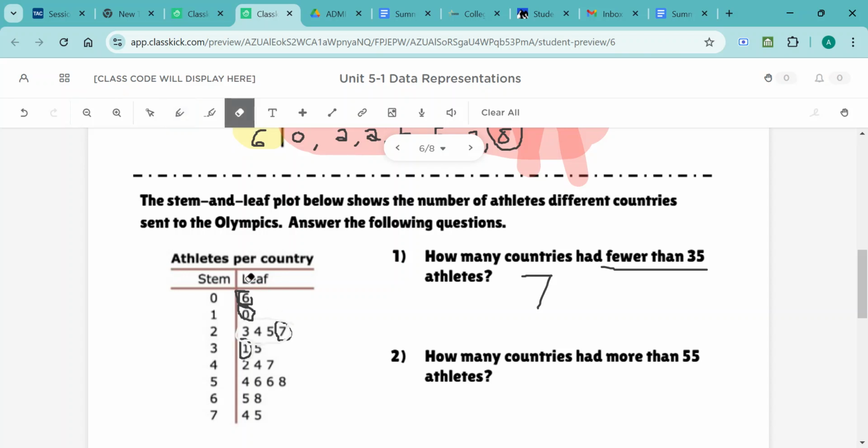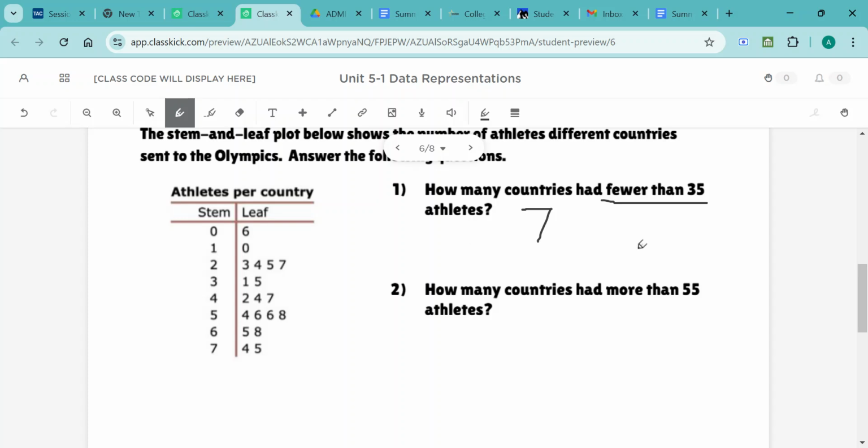35. Now, I wouldn't always draw on my stem and leaf plot too much if you have more than one question. If you only have one question, then yeah, sure, draw all over your stem and leaf plot. But if we start circling numbers, kind of like I did, it's going to be hard because we have another question about the stem and leaf plot now. How many countries had more than 55 athletes?